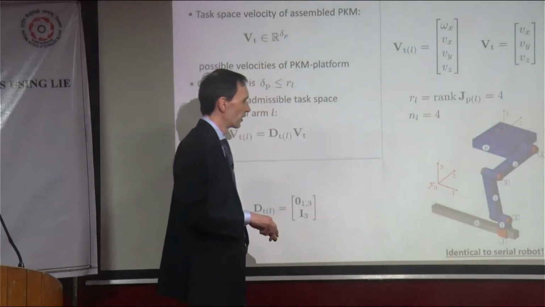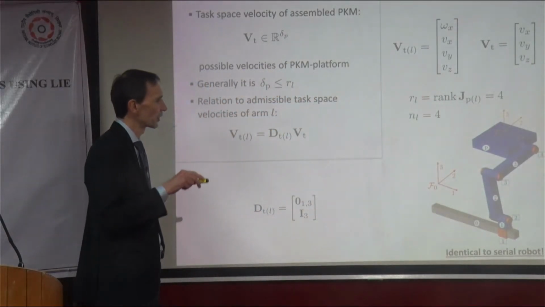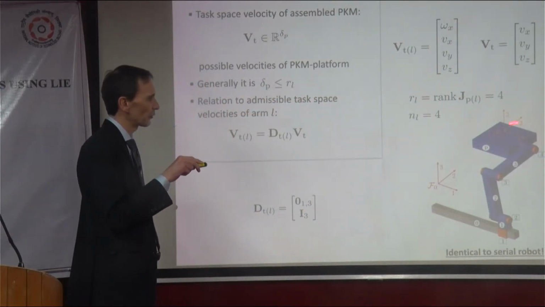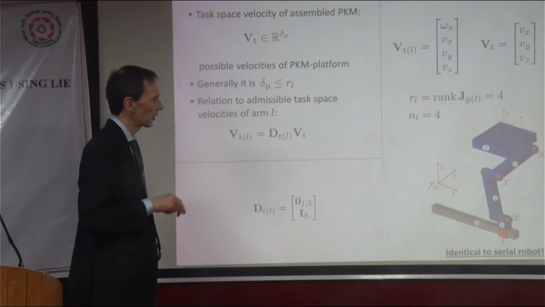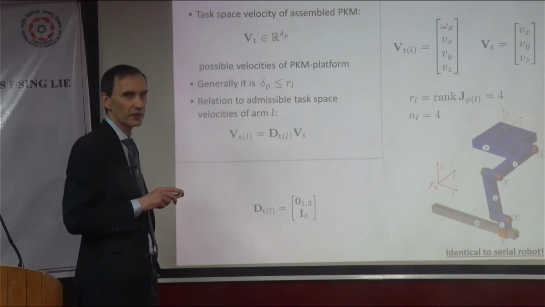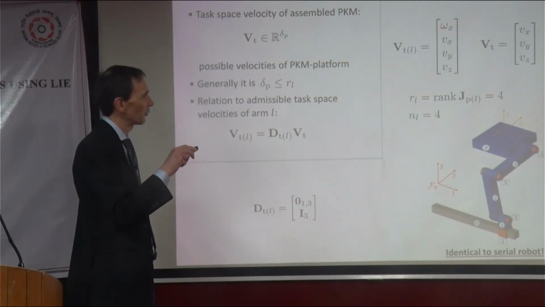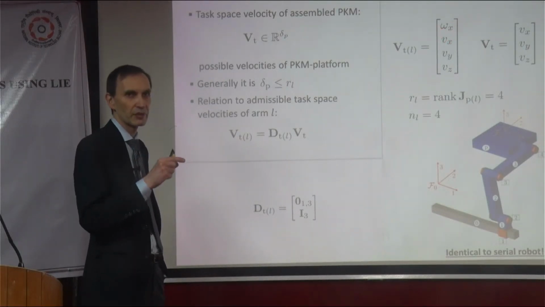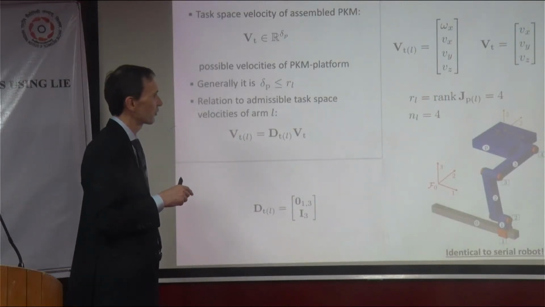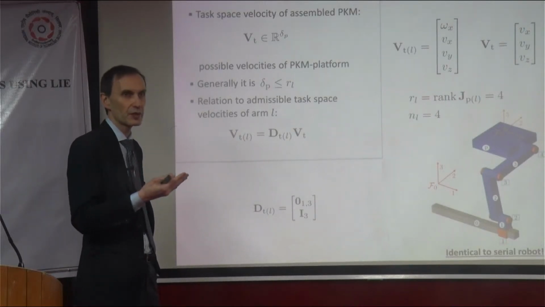Okay. Now we concluded that the platform of the separated limb can have the 4 velocity components. We also concluded that the first one is not possible when the PKM is assembled, which means that we have to have some sort of a restriction.